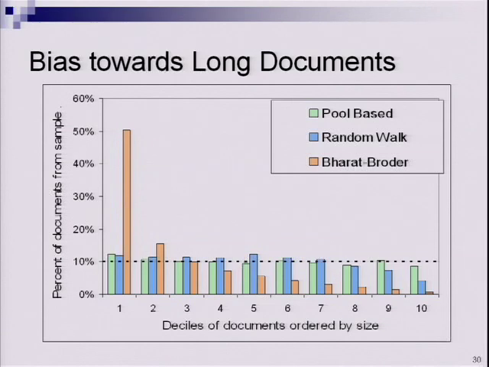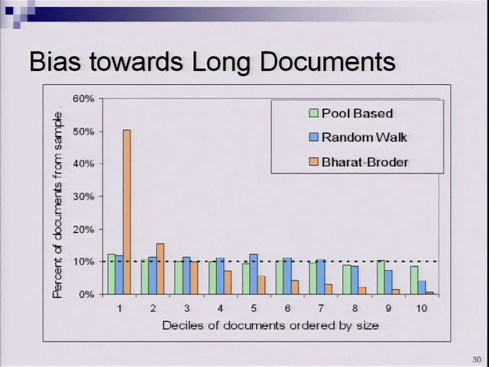This experiment shows bias towards long documents. We took all the documents in the index of that small search engine, ordered them by size, by length, and then split them into 10 deciles. Then we ran the 3 samplers against the search engine and found what fraction of the samples fell in each one of the deciles. If the samples are completely uniform, you expect about 10% of the samples to be in each one of the deciles. It should be independent of the size of documents.